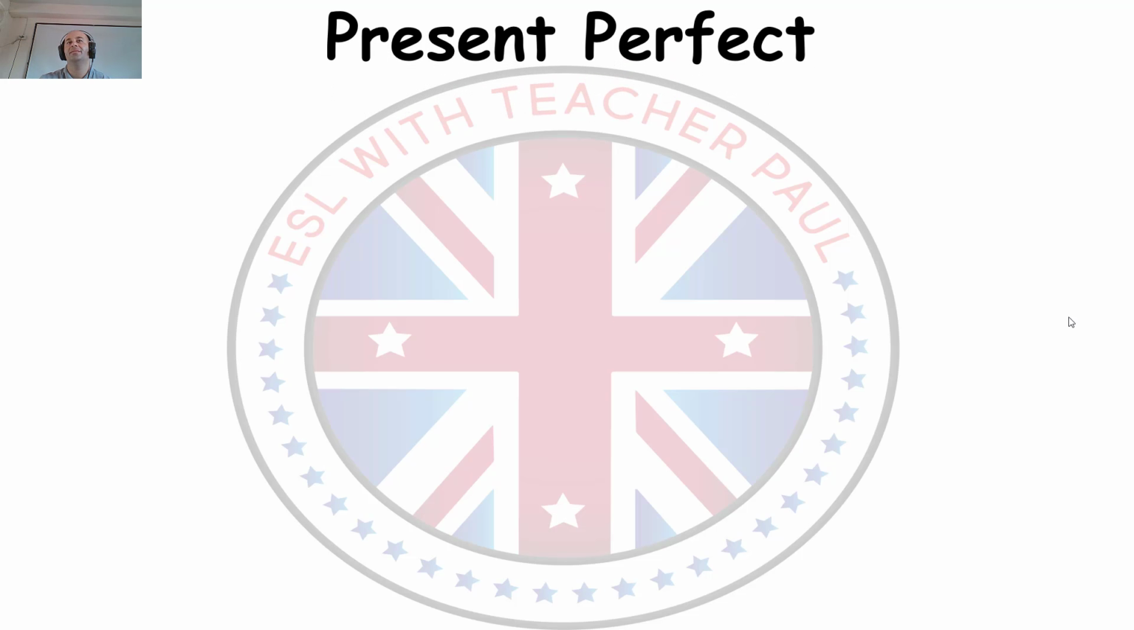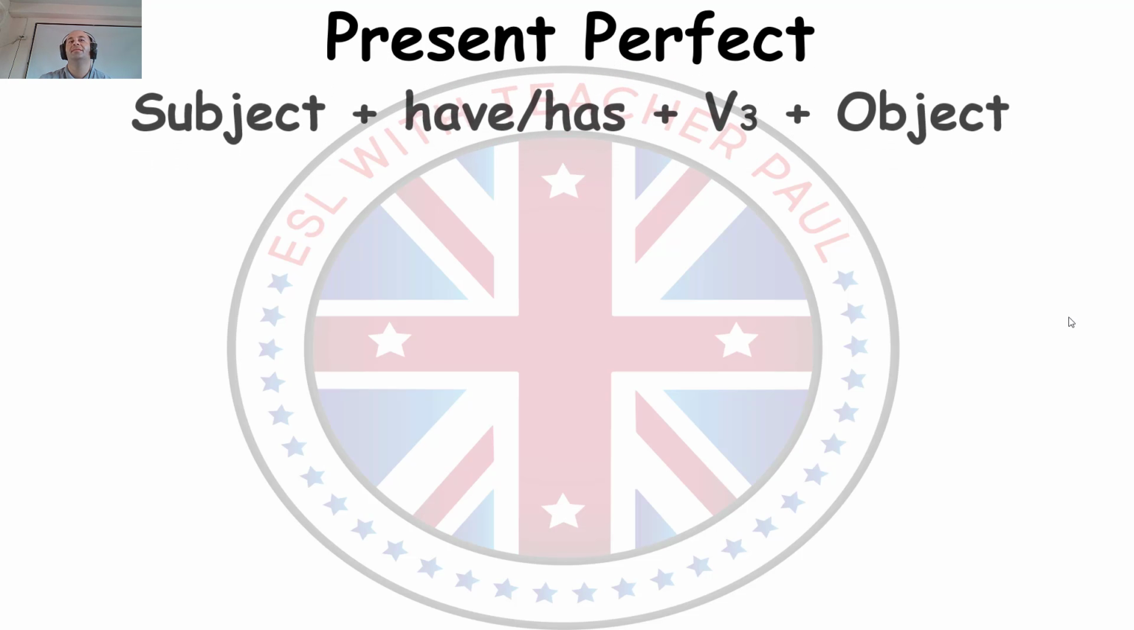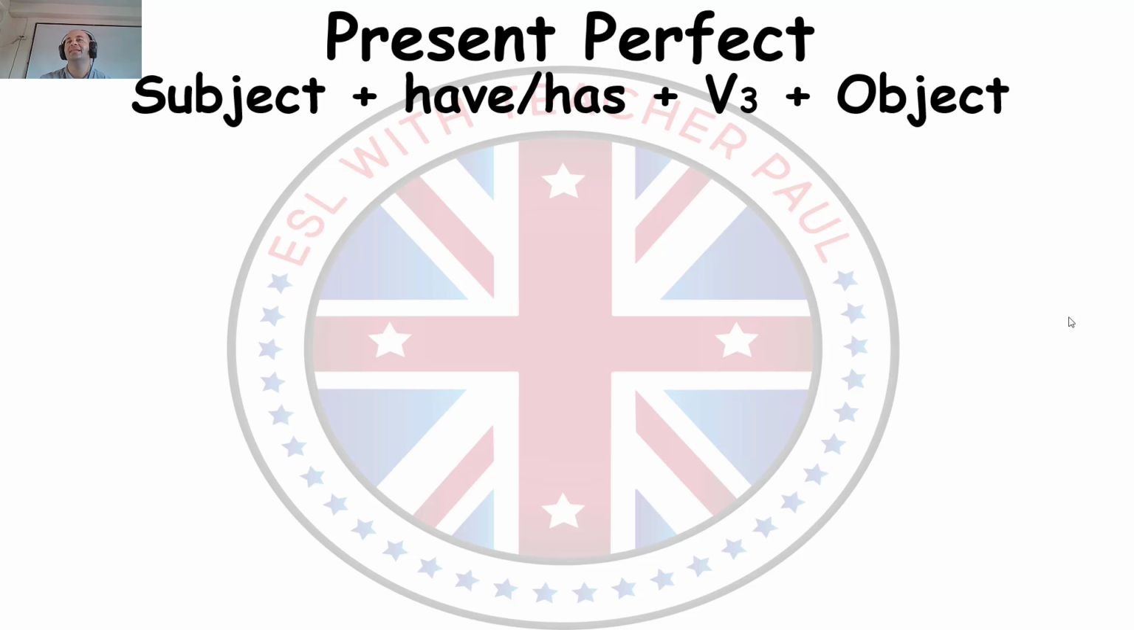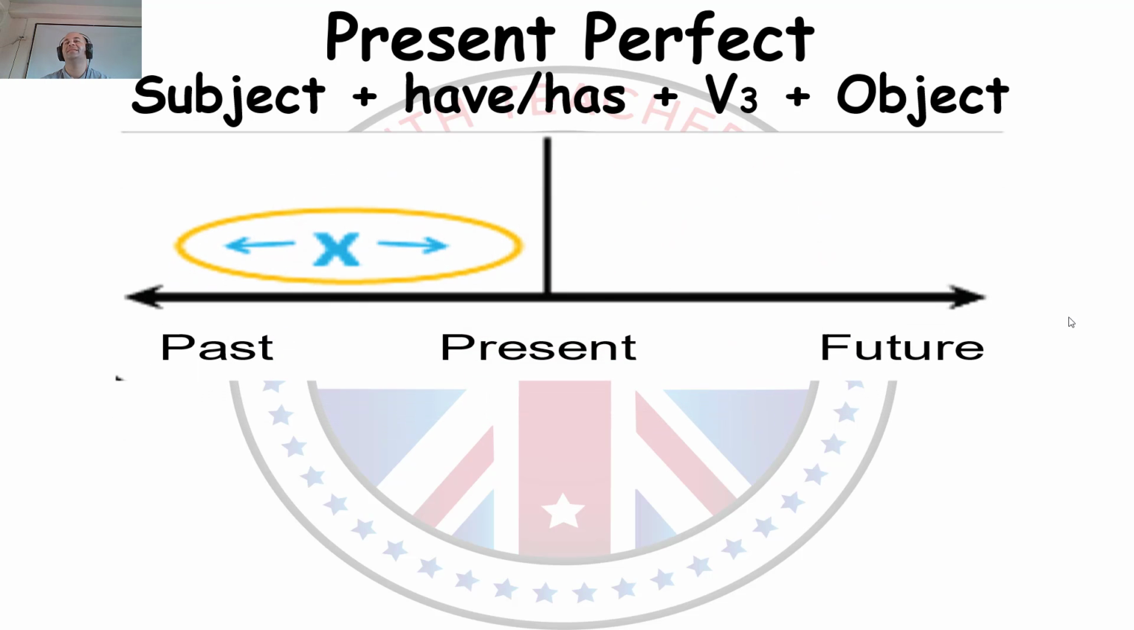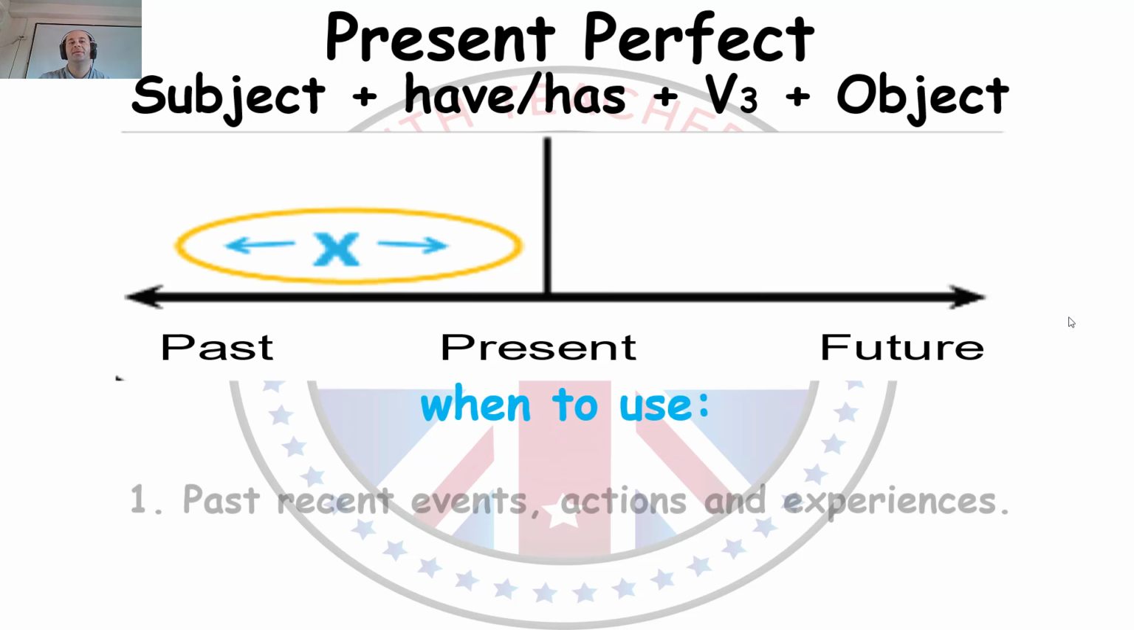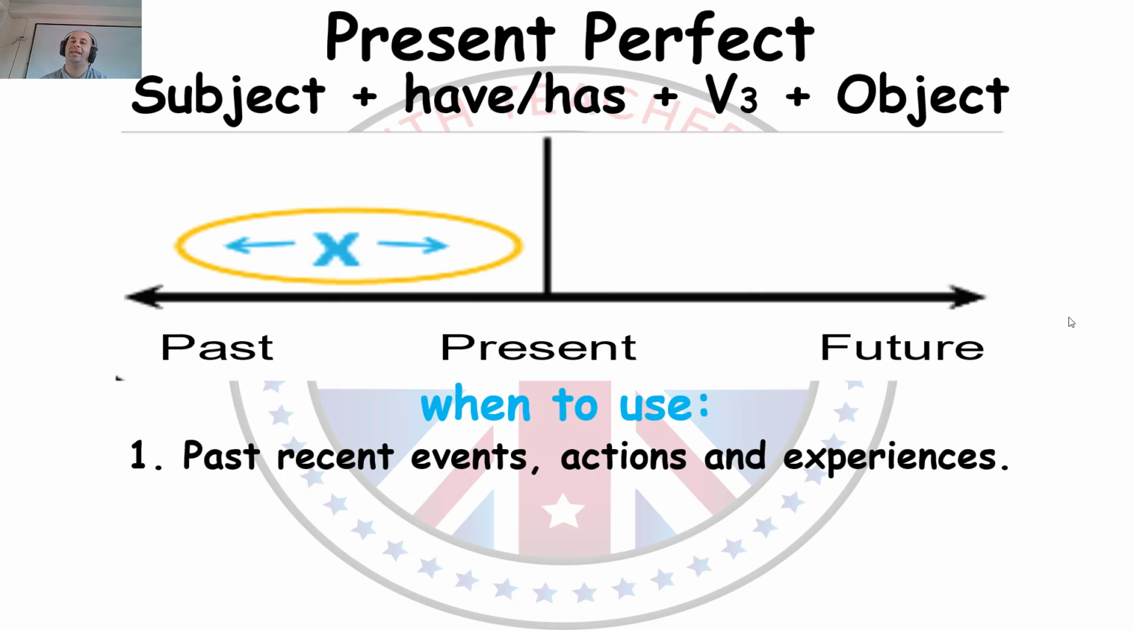So, start with present perfect. Subject, have, has. This time it's verb 3 and an object, okay? But present perfect actually starts in the past in our timeline, an action that started in the past. So it's a past recent event or an action or an experience, okay? It doesn't start in the present. It starts in the near present, just in the past, maybe yesterday or something like that.